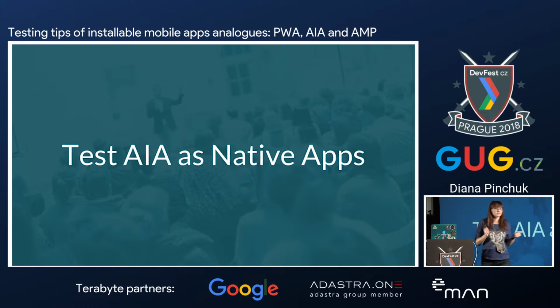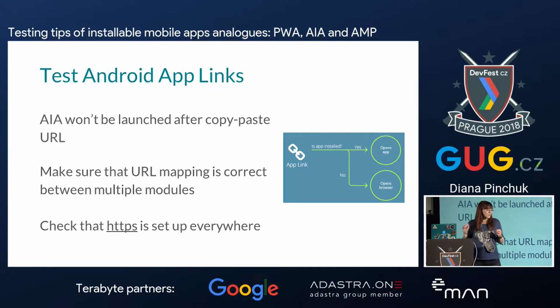But besides that, as a tester, you need to know that instant applications need to be tested as completely native applications. It's not web, it's completely mobile, and you need to know how to interact with all these native features, but in a very small size. You also need to remember how to work with Android App Links. It's the feature that actually makes clicking on the link and launching an instant app work.